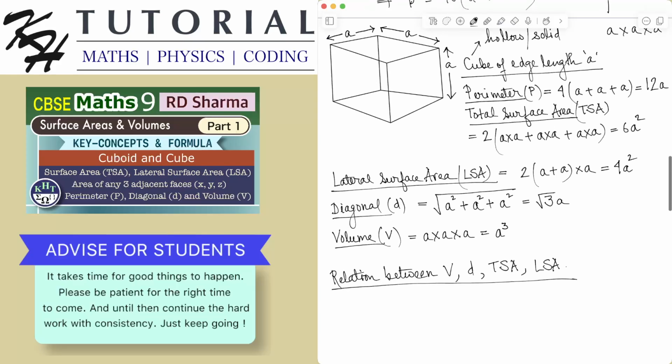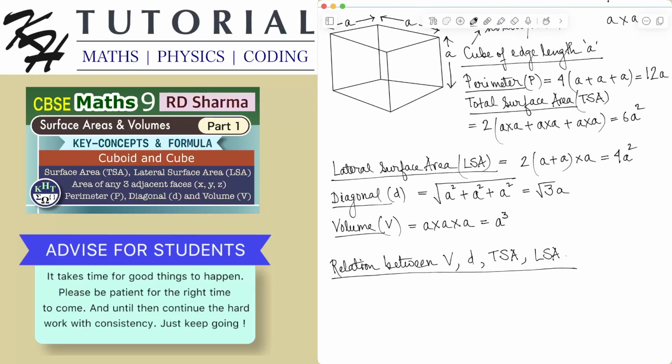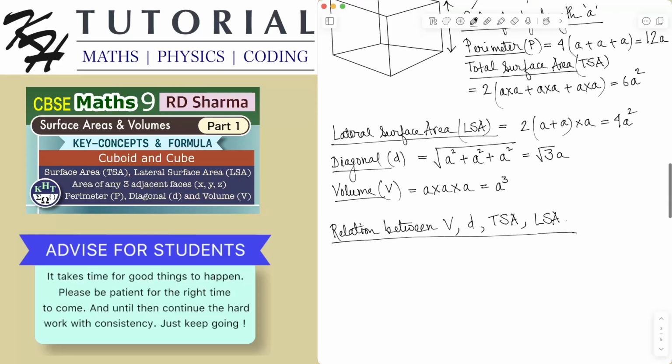Now let's see some interesting results, the relation between the volume, diagonal, TSA and LSA for a cube. All these relations that I will derive, you should not remember, but you should be able to derive them. Okay. So let's see.